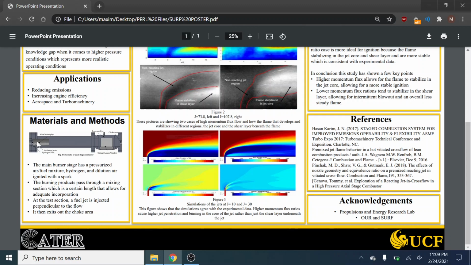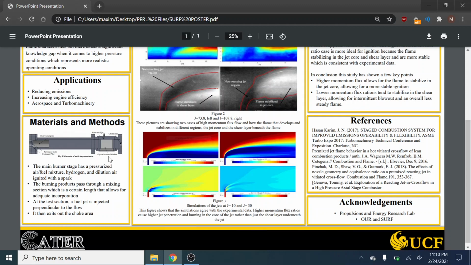The burning products pass through this mixing section and exit out into this test section, which has windows for optical diagnostics. A 4mm jet at the top acts as the jet in the jet and crossflow. The combustion occurs and then it exits out the choke area, which back pressures the system to 5 atmospheres currently.